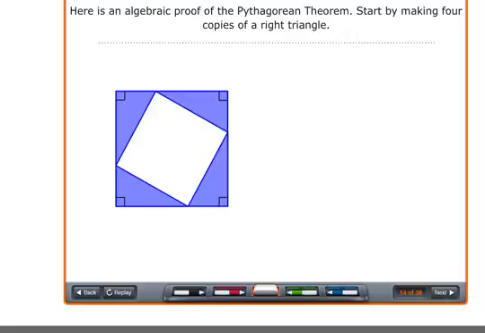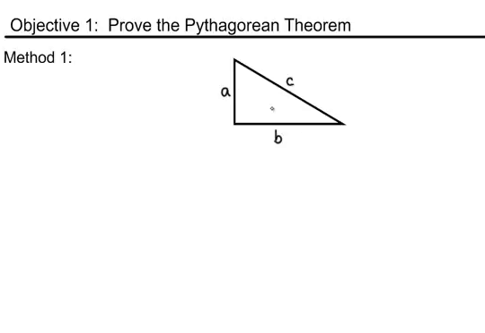Okay. Start by making 4 copies of a right triangle. So first of all, we've got a right triangle, and the legs are A, B. Remember, the legs make the right angle. And then we've got the hypotenuse C. We were told that A squared plus B squared equals C squared. Alright, so what we're going to do is prove, why is that true? And remember, the C is always going to be the hypotenuse, which is opposite the right angle.